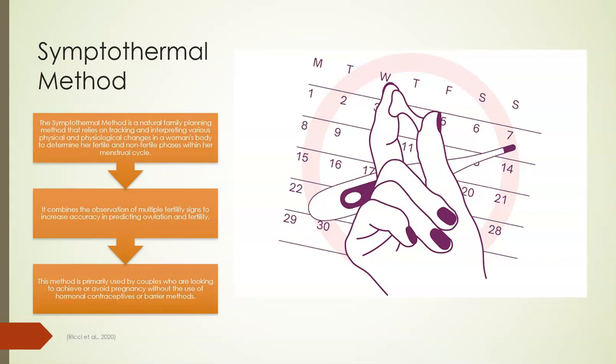Another thing is the cervical mucus observation. This method involves observing changes in the consistency and appearance of the cervical mucus throughout the menstrual cycle. As the woman approaches ovulation, her cervical mucus typically becomes clearer, stretchy, slippery, resembling a raw egg white.